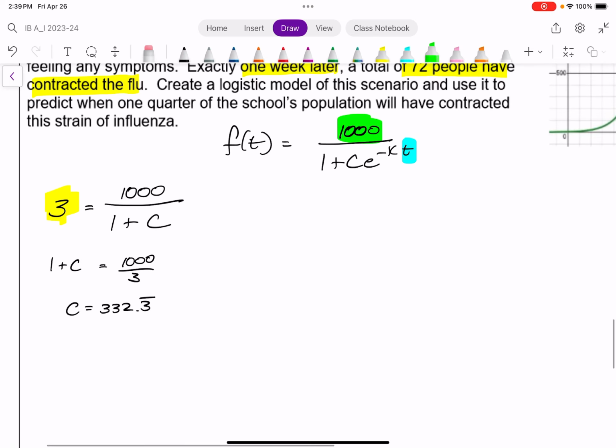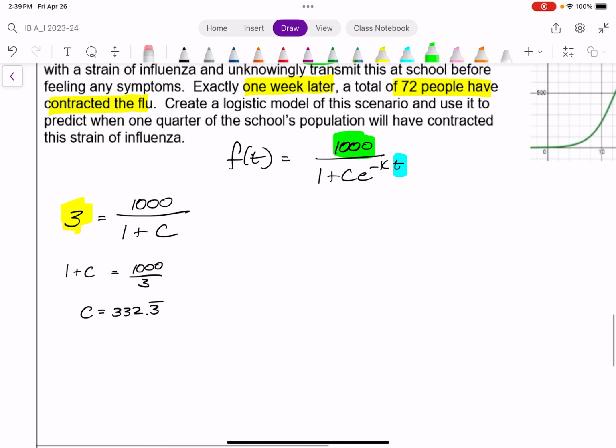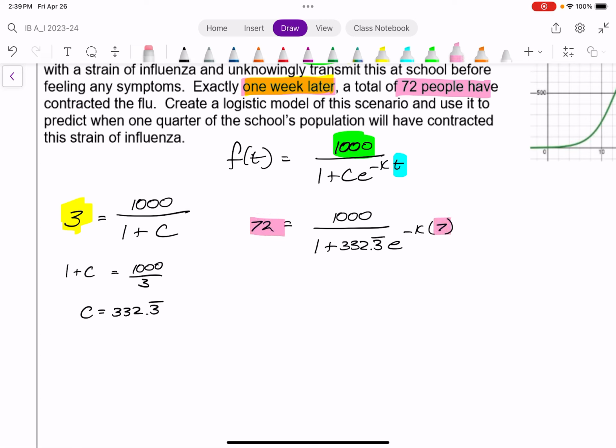Which means I know more about this equation. I know that value of c is 332.3 repeating. So now let's look at the other point of information we know: 72 people 1 week later. And so taking this equation, I know the equation will equal 72. The carrying capacity is a constant. The c I now know is about 332.3 repeating times e to the negative k. I don't know k, but I know that 72 people were sick after 1 week, so that is now a 7. And now I can solve for k here.